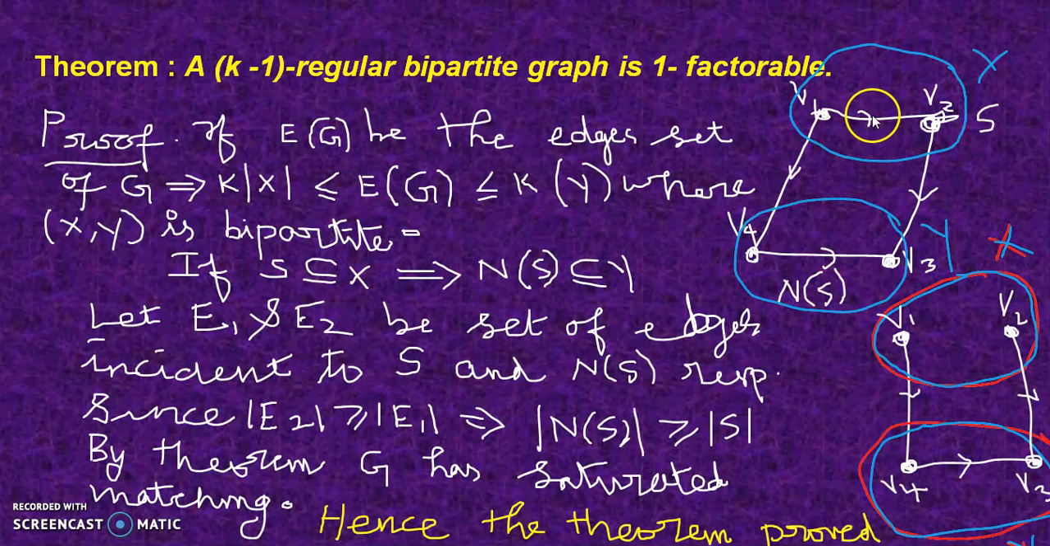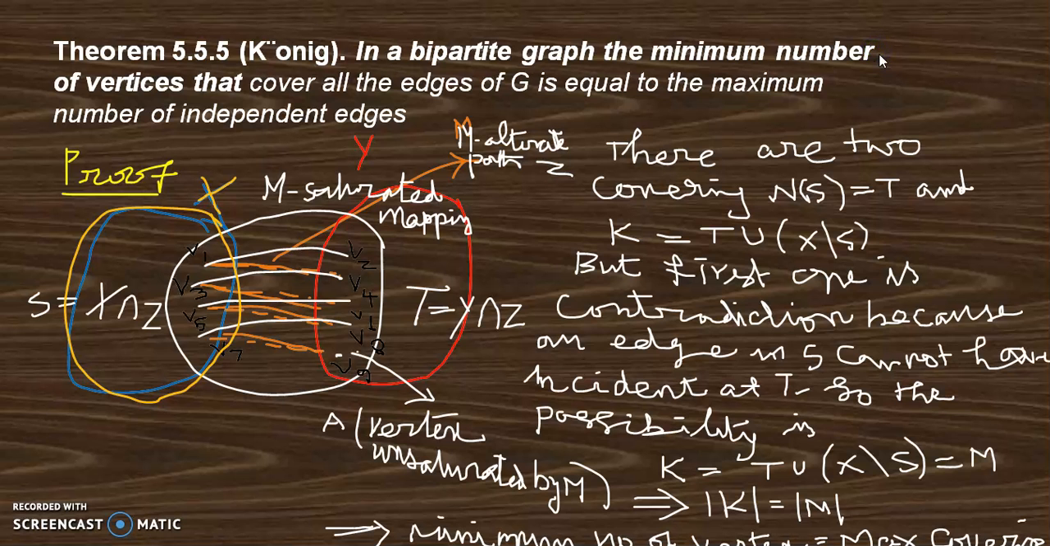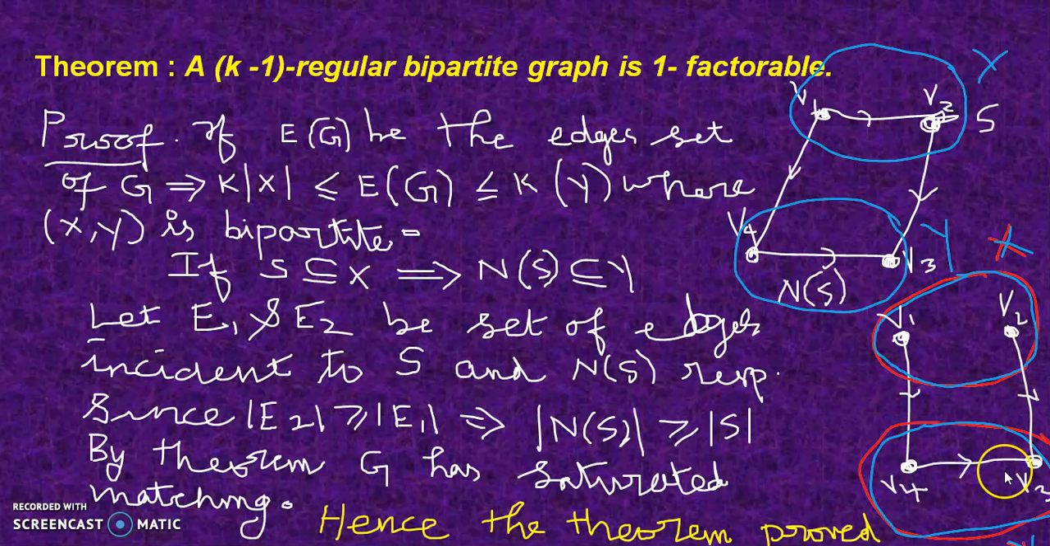Therefore, in a k minus 1 regular bipartite graph, if one edge is thrown away, we can make this picture, and if you take it away, you can have V1, V4 and V2, V3, and the other two are independent of one another. Thus it is one-factorable because the degree of each vertex is 1. Okay, that is what we have to understand.